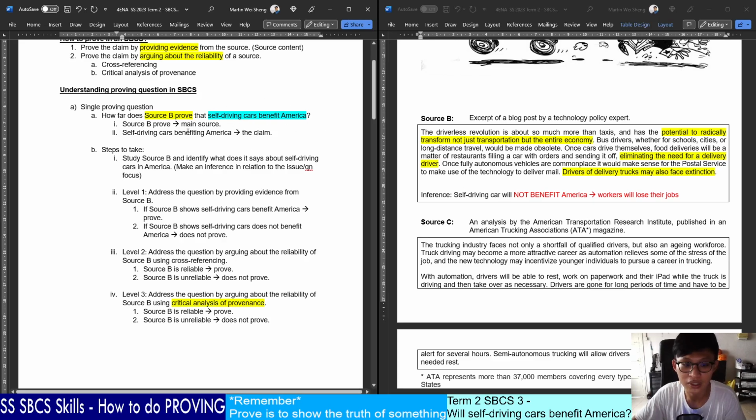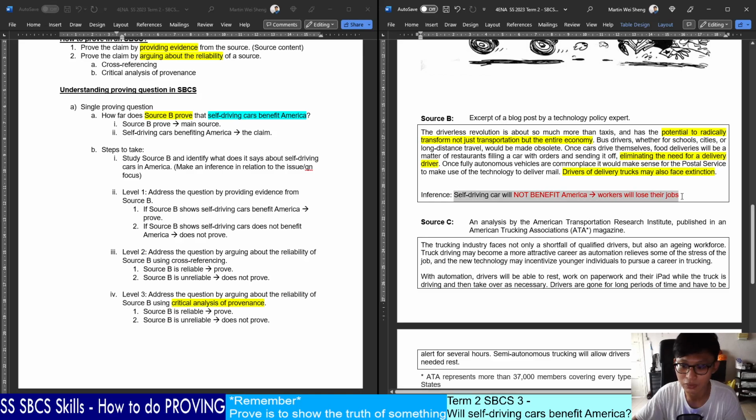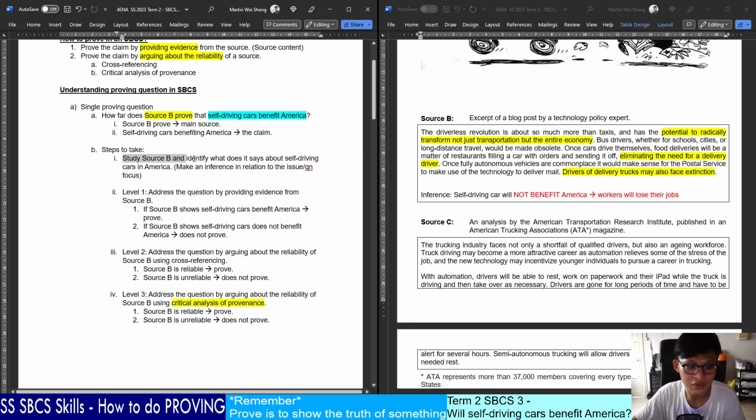So source B does not prove. Alright, so let us recap the steps that are taken. Step number 1, we make an inference from the source, and this is our inference: the self-driving car will not benefit America. After we study source B, we identify what it says and make an inference.